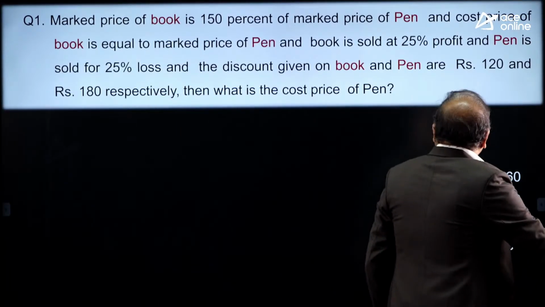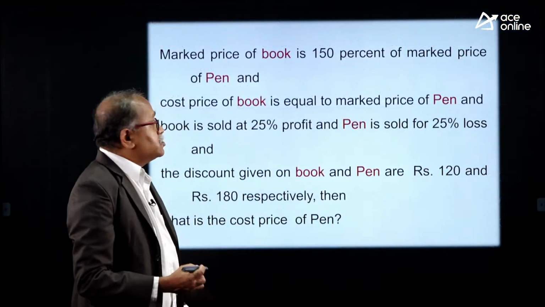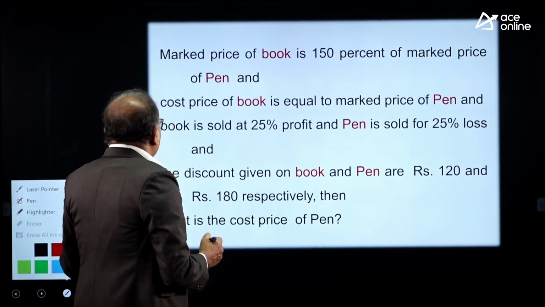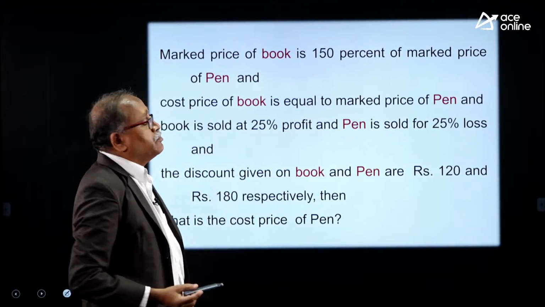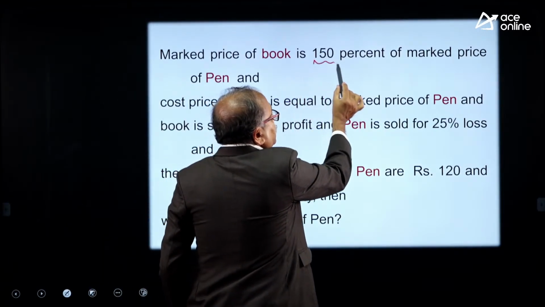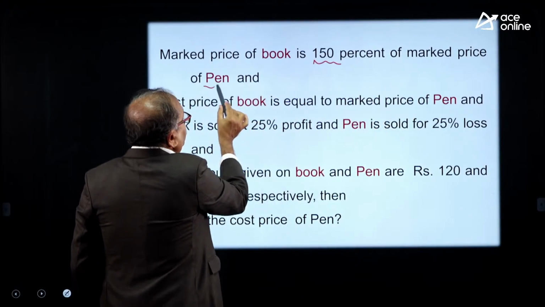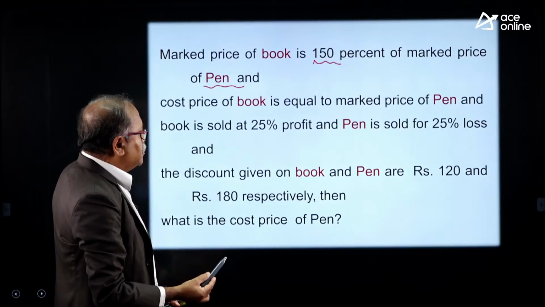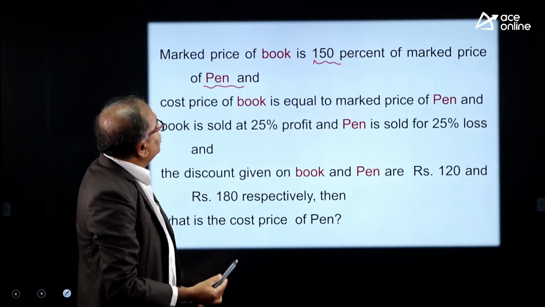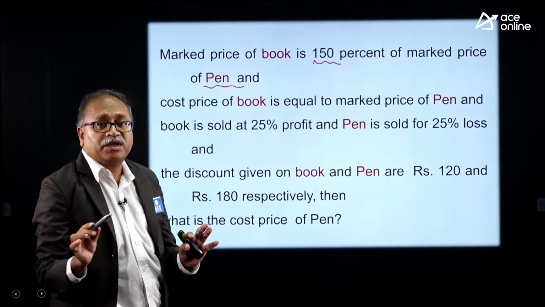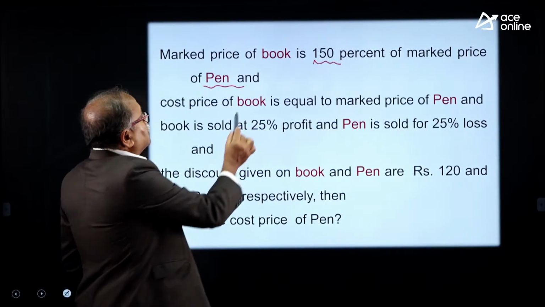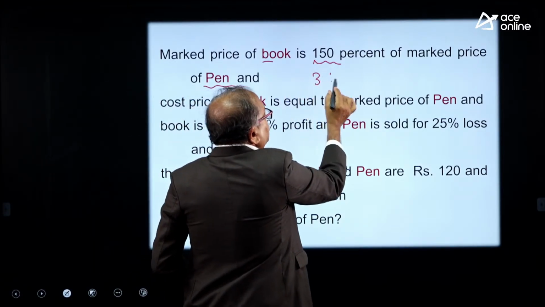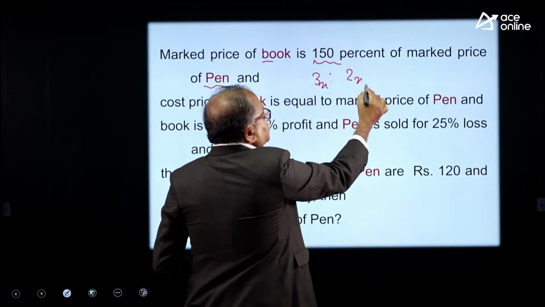So, my friends, I will take it a little closer and see what is there over here. I notice that the mark price of the book is 150% of the mark price of a pen. So, we have the ratio of the mark price of book and pen, and that ratio is 3:2. That means, if this is 3x, this is 2x.